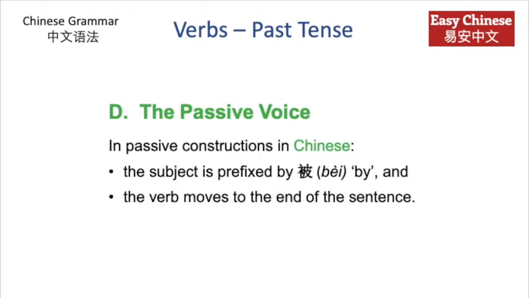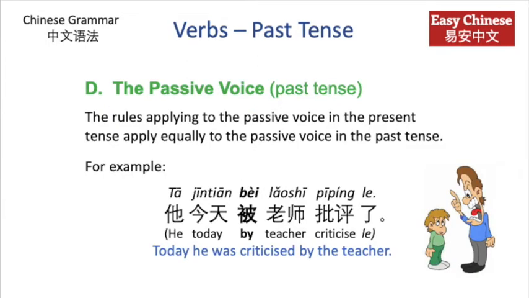The passive voice. In passive constructions in Chinese, the subject is prefixed by 被, and the verb moves to the end of the sentence. The rules applying to the passive voice in the present tense apply equally to the passive voice in the past tense. For example, 他今天被老师批评了. Today he was criticized by the teacher.